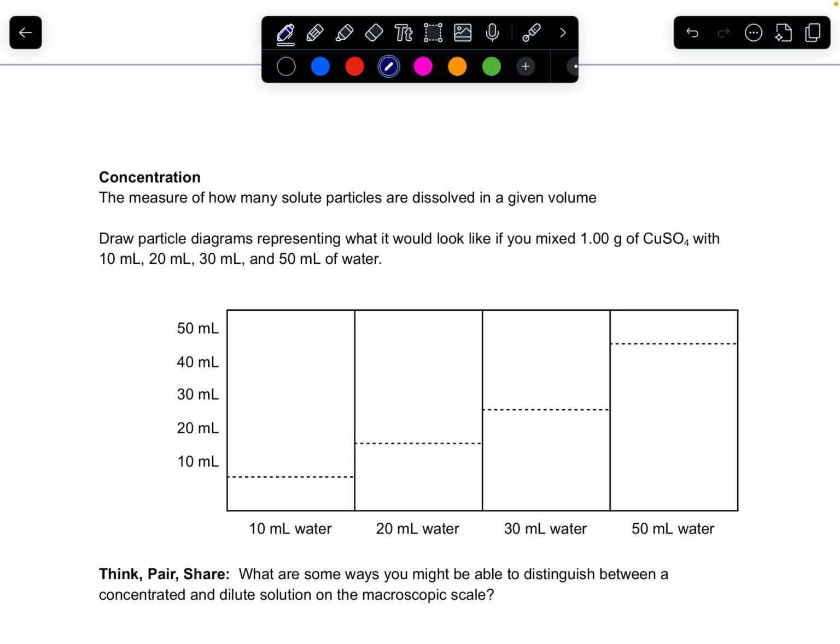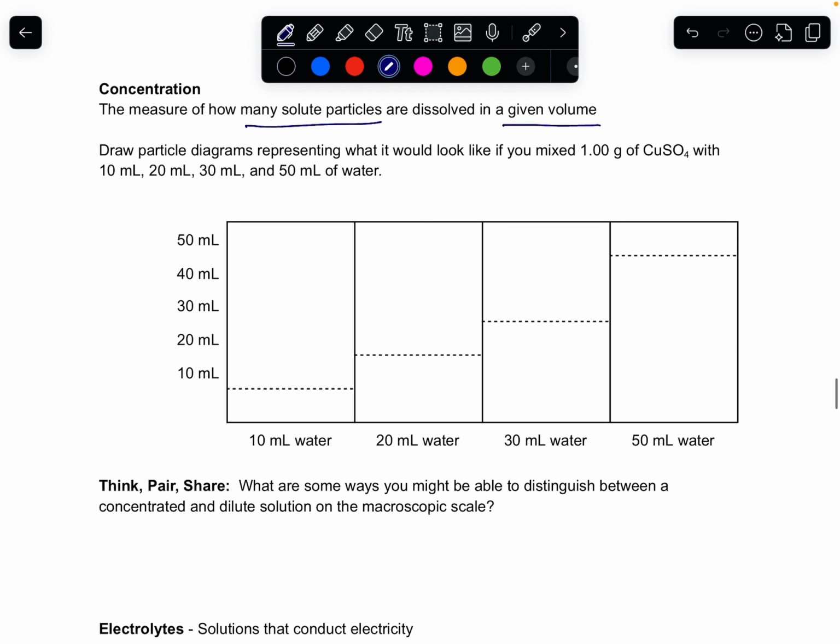All right, guys. So I wanted to talk a little bit about concentration, and kind of bring that into a discussion real quick about electrolytes. Okay. So concentration, when we're discussing this in terms of a solution, is basically a measure of how many solute particles are dissolved in a given volume of solvent, of water.